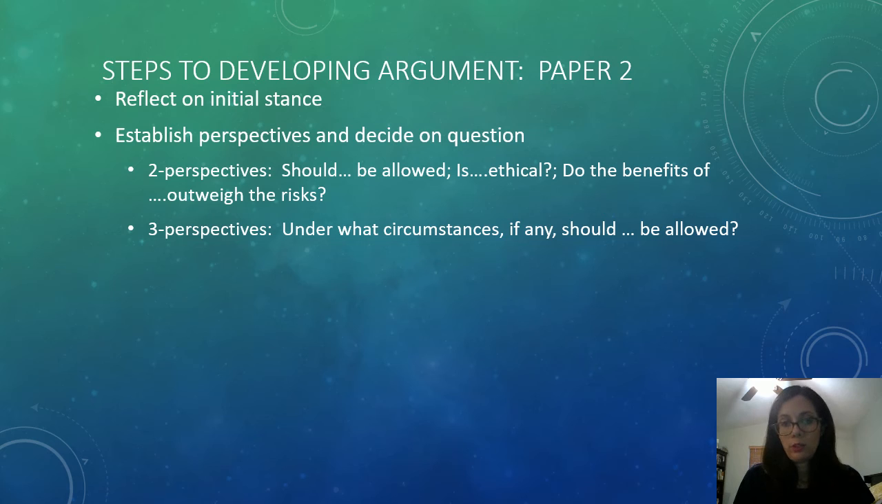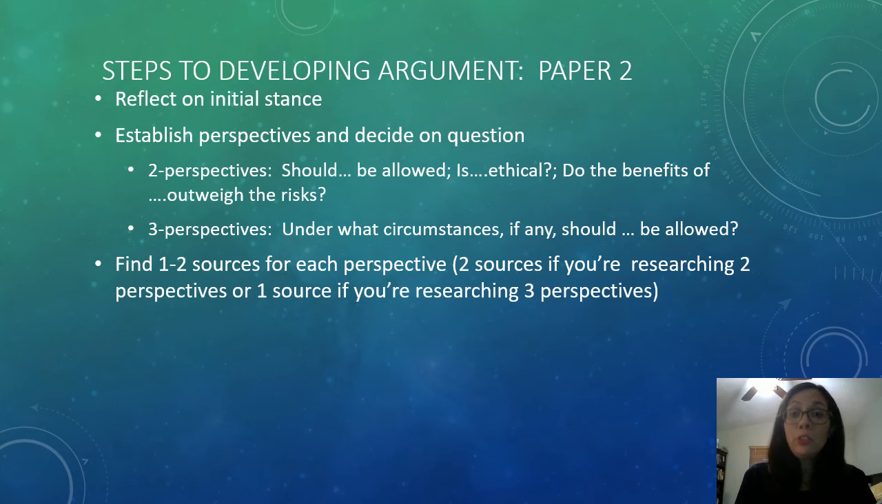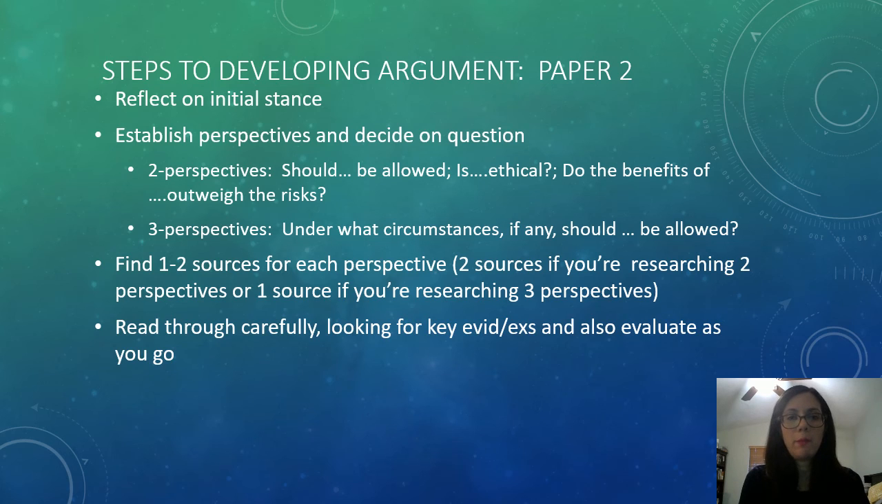Then you start doing your research and you want to have 1 to 2 sources for each perspective that you chose. So if you do the 2-perspective is blah, blah, blah ethical, you're going to have 2 sources pro, 2 sources against. If you did the 3-perspective, under what circumstances, if any, then you only do 1 main source. But you want to make sure you do supplementary. The reason I limit the number like this is because of the word count. 2,000 words sounds like a lot initially. Once you start doing the research and you realize how much you have to write, it's really not that much.